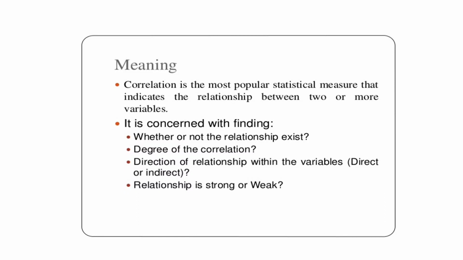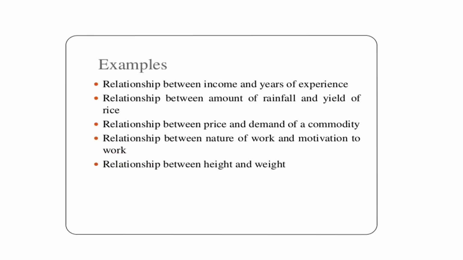So basically correlation is concerned with three important things: to find out whether there is an existence or absence of relationship, and if there is a relationship between two or more variables, then what's the degree of that association, whether the association is strong or weak, then what's the direction of relationship, whether two or more variables are positively correlated or negatively correlated.